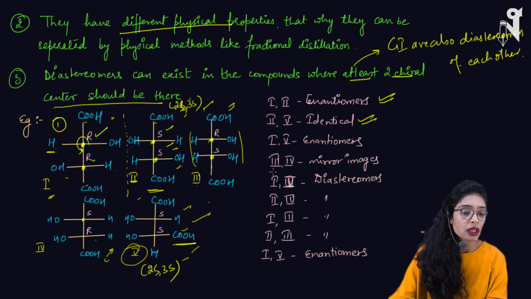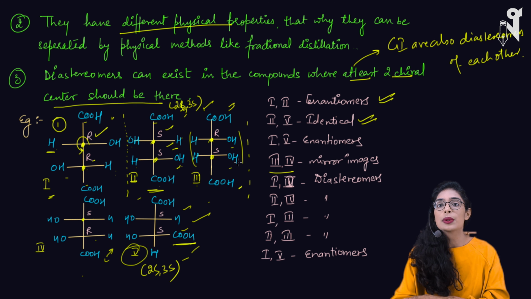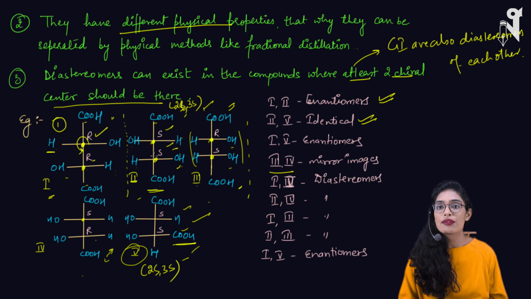Okay. Now let's talk about the third one and fourth one. Just try to understand and relate. Third one and fourth one are mirror images of each other. OH is on the right side in the third one, and in the fourth one it is on the left side, and the hydrogens which were on the left are now on the right side. So third and fourth are mirror images of each other.